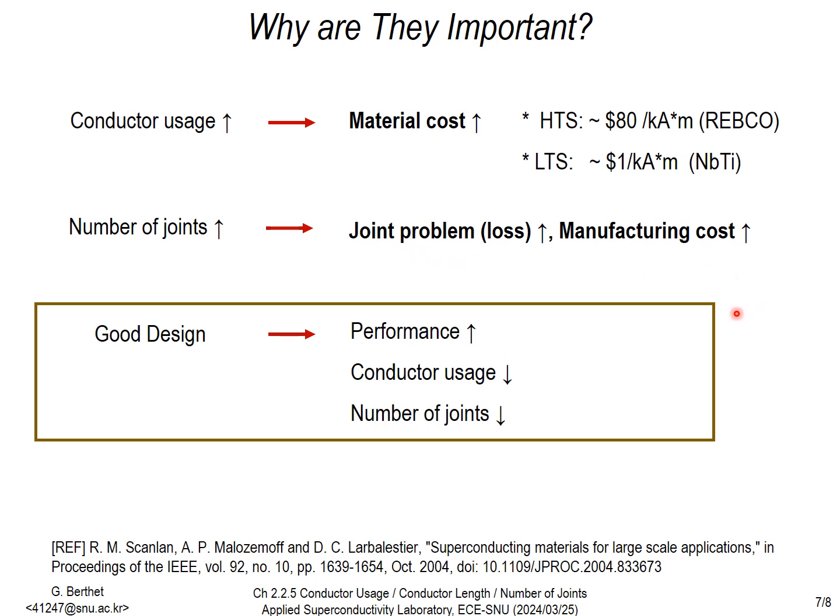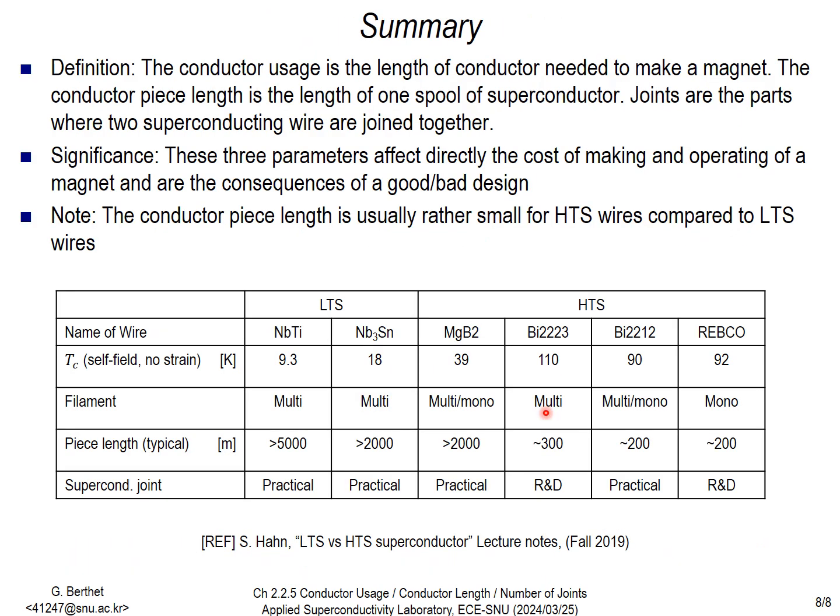To put today's lecture in a nutshell, a good design has good performance, a low conductor usage and a low number of joints. To conclude, by definition, the conductor usage is the length of conductor needed to make a magnet. The conductor piece length is the length of one spool of superconductor. Joints are the parts where two superconducting wires are joined together.